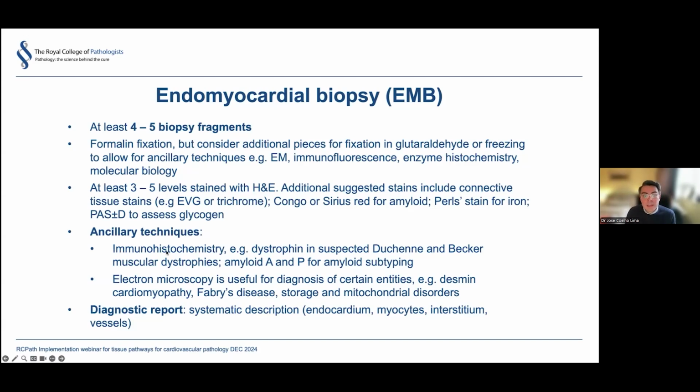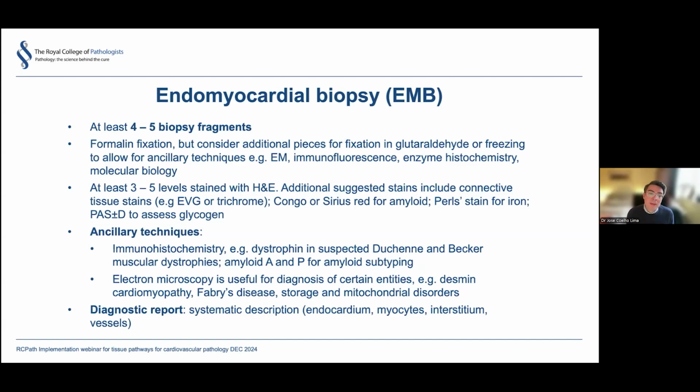In terms of ancillary techniques, immunohistochemistry can be performed in cases of suspected Duchenne and Becker muscular dystrophies, for example. Immunohistochemistry for dystrophin may be helpful, or for amyloid subtyping if there is clinical history or depending on the light microscopy appearances. So immunohistochemistry for amyloid A and P, for example.